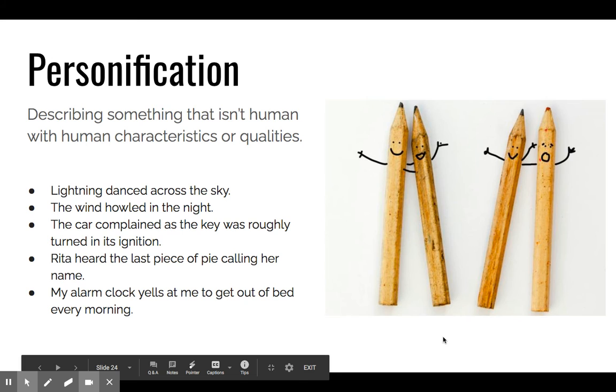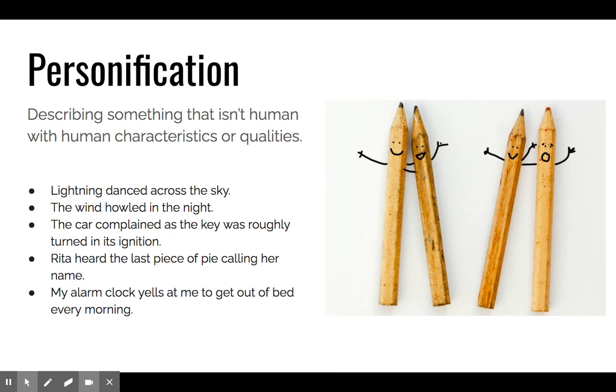Okay, next we have personification. This is when you describe something that is not human with human characteristics or qualities. So anything that is an inanimate object, pencils, a book, a car, your alarm clock. You can kind of look at those examples on the bullet point list. It just kind of gives you a creative way of looking at something when it's, again, not literal. Personification is not literal.